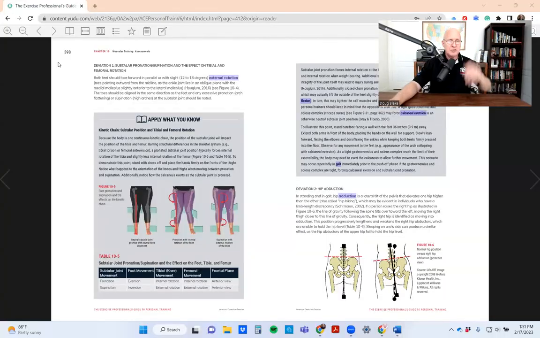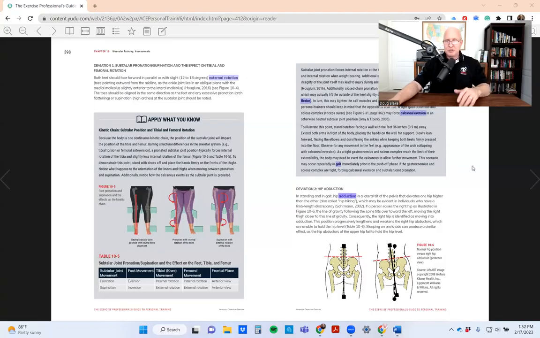Let me just go ahead and pull this up for you. Again, page 398, Chapter 10. Now you're going to notice that they're going to give you 5 deviations. So deviation 1 is the subtalar pronation supination deviation. This is the one I'm going to talk to you about today.